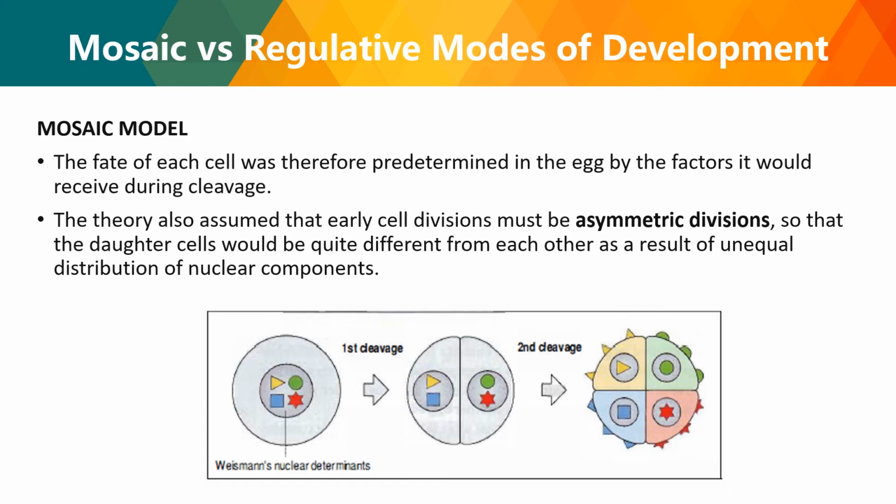Additionally, the fate of each cell was therefore predetermined in the egg by factors it would receive during cleavage. So the theory also assumed that early divisions must be asymmetrical so that the daughter cells would be quite different from each other as a result of an unequal distribution of nuclear components. So it is unequal and asymmetrical in the presentation of the mosaic model.